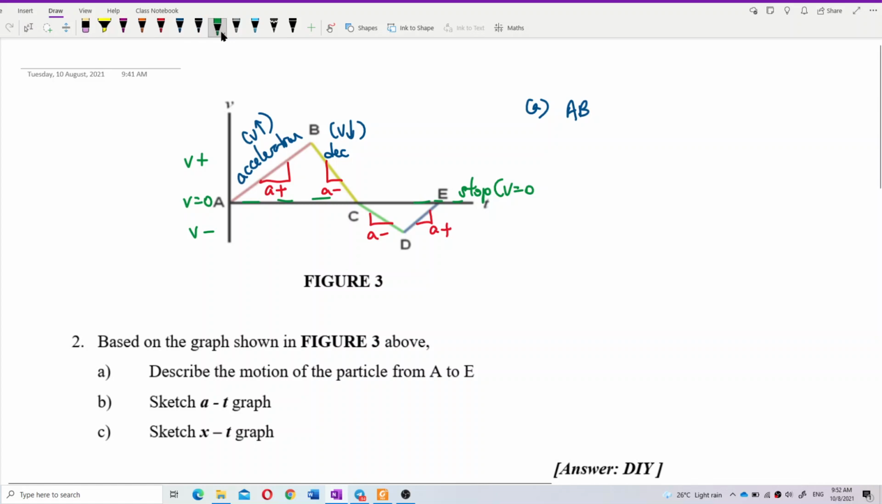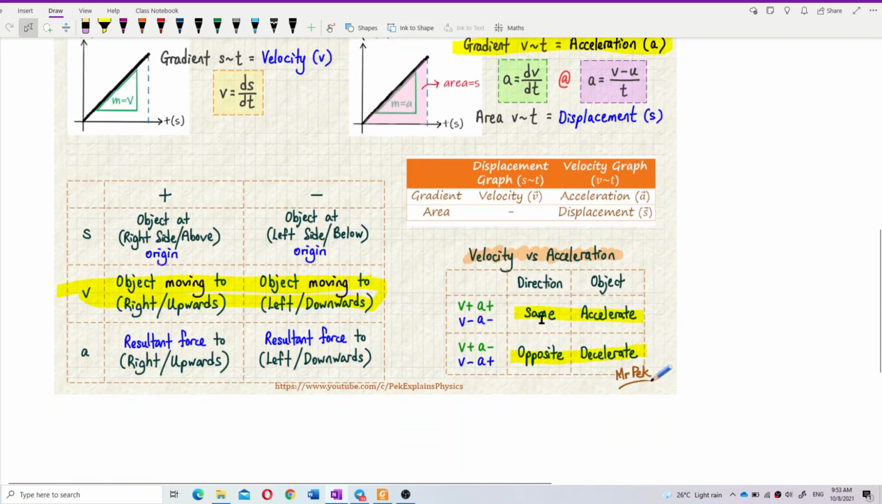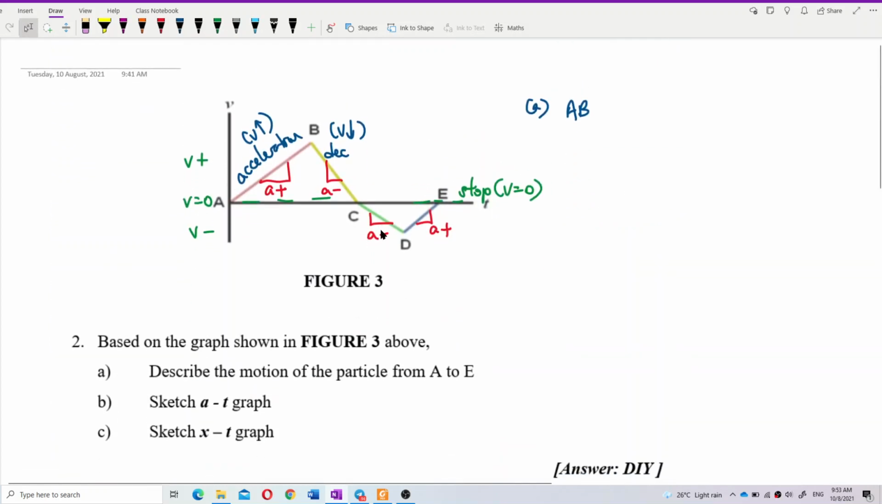Until the velocity stops. Then from C to D the gradient is also negative, so acceleration is negative, but the velocity is negative. V negative, A also negative, the same direction. So the object accelerates. So the C to D part is the object accelerating, which means V is increasing.